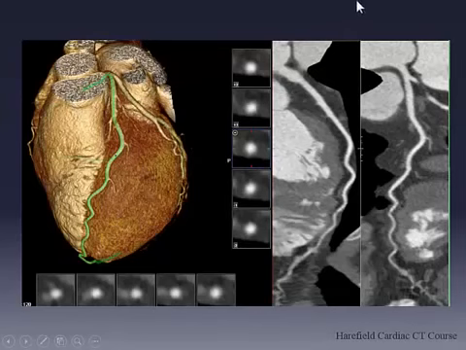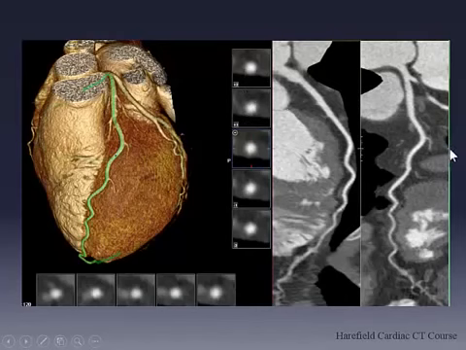These are the curved reformats. And what the software has done is basically picked out the vessel and is trying to give you two orthogonal views. So what you'll see, and as Taryn will show you, is you get two orthogonal views. Okay, so these are at 90 degrees to one another. And then this is the true axial of the image.